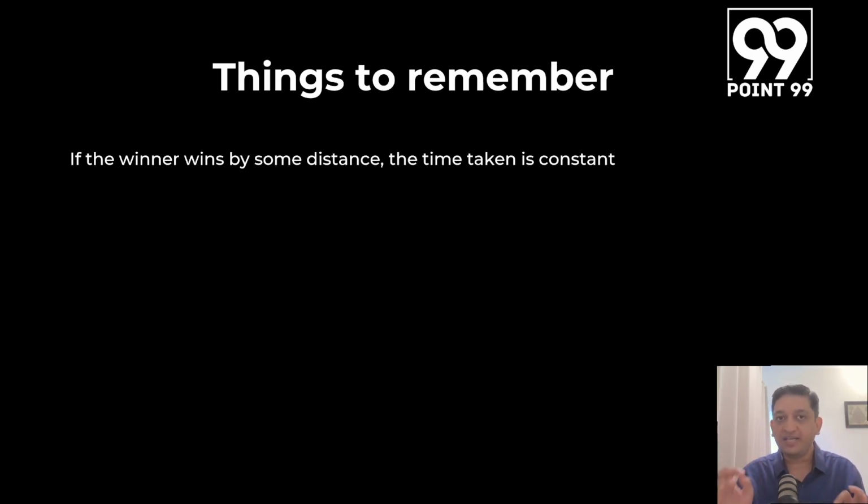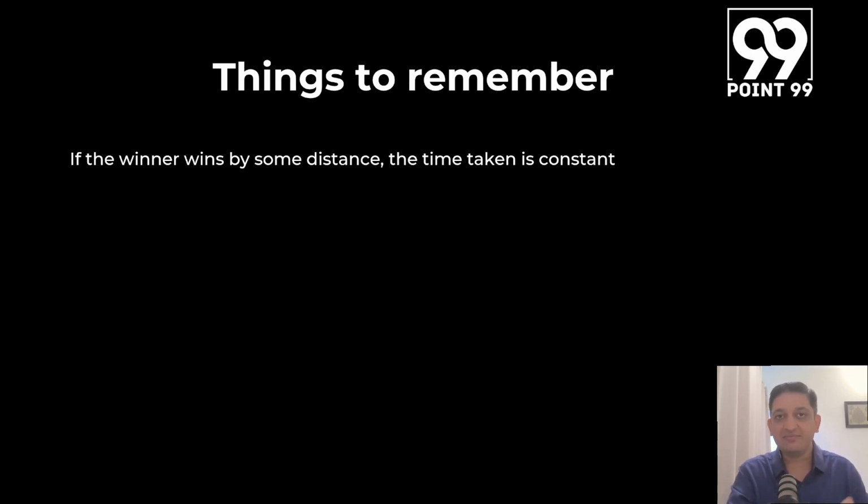Now for all practical purposes, there are 2 snapshots that were taken, one at the beginning of the race and one at the end of the race, which means that the time taken between these 2 snapshots would be constant. You and your opponent have been traveling for the same amount of time, but the distance covered would be different, and the gap between these 2 distances will be the amount by which the winner won the race. So in these cases, the time taken is constant.